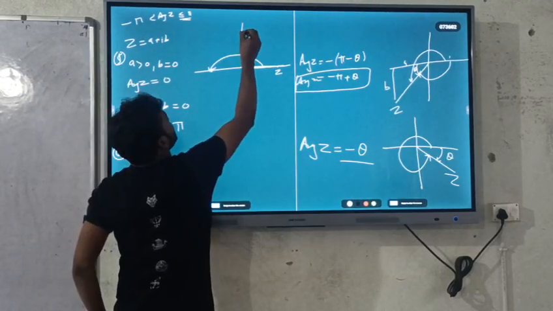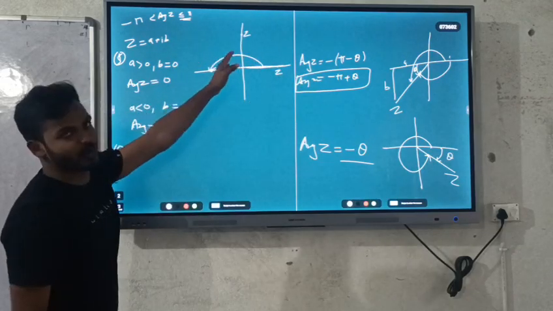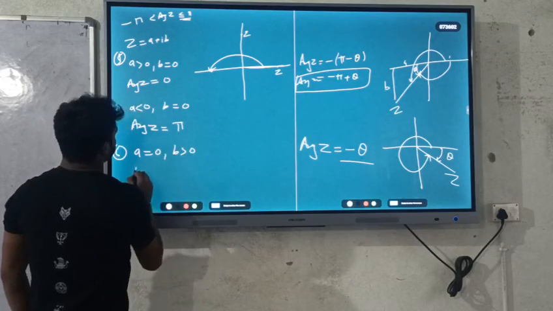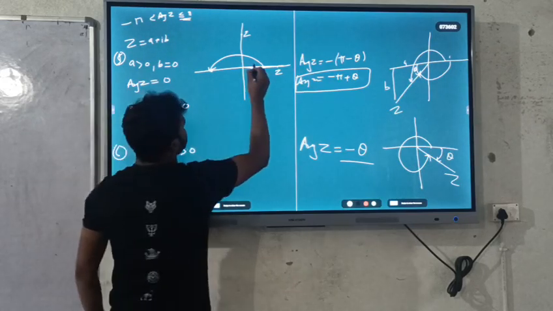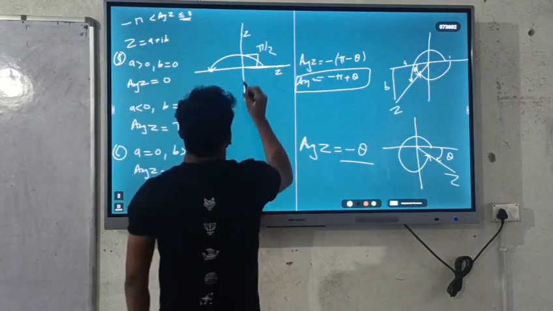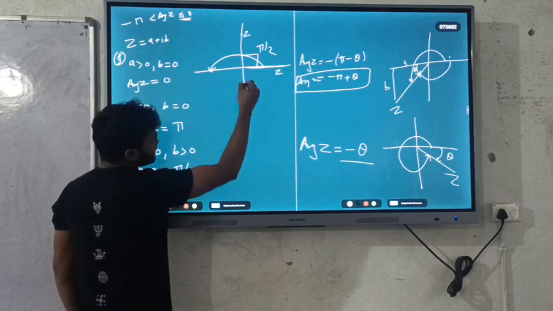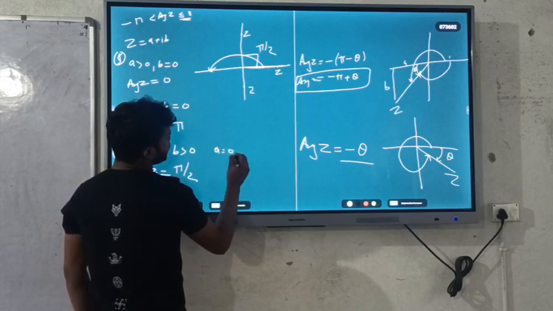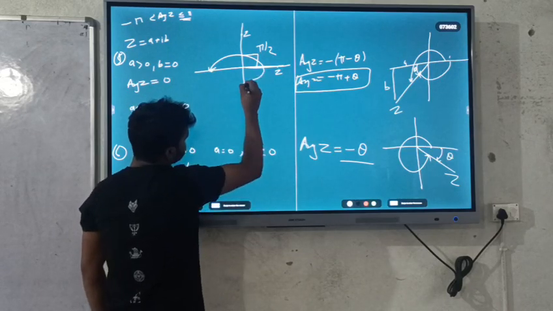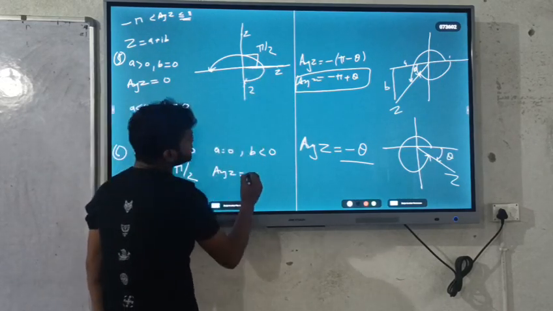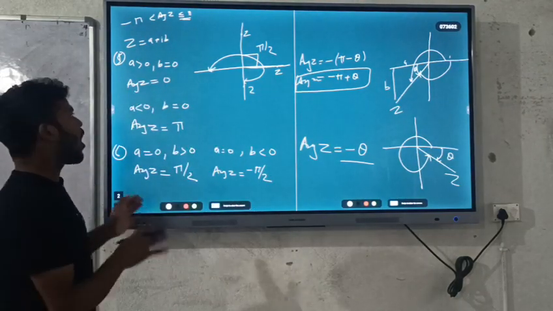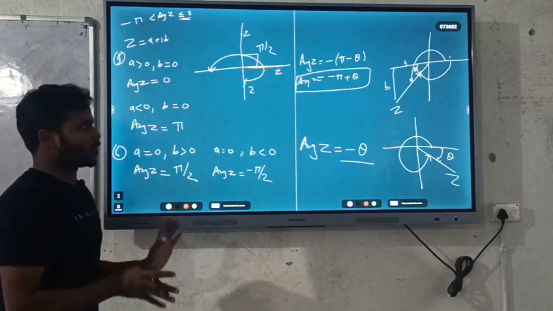In the sixth case, what if the complex number is present at that point? In that case, here A is equal to 0 and B is positive. So the argument of z can be measured as this angle, and that is pi by 2. If a complex number lies on this axis, that is A equal to 0 and B is less than 0, then the argument of z is measured in the clockwise direction, so we take a negative sign, so that is minus pi by 2. That is all about how we can measure a principal argument.